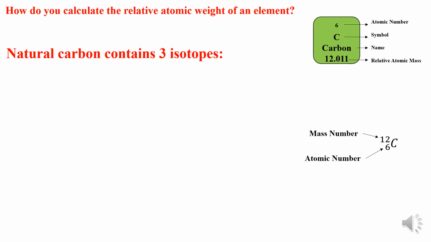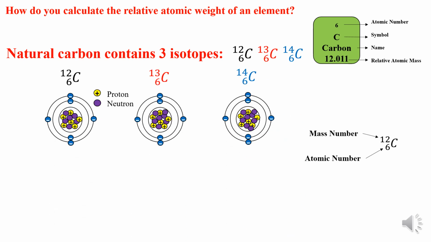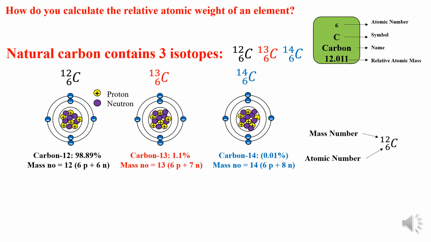But why do you get the relative atomic mass of carbon in decimals? That is because natural carbon contains 3 different isotopes. So natural carbon contains 3 isotopes, C12, C13 and C14. And when you observe the nucleus of these 3 isotopes, you will find the number of protons remains one and the same, that is 6, while the number of neutrons is different. So it is due to the variation in the number of neutrons of these 3 isotopes that the relative atomic mass is represented in decimals, not whole numbers.